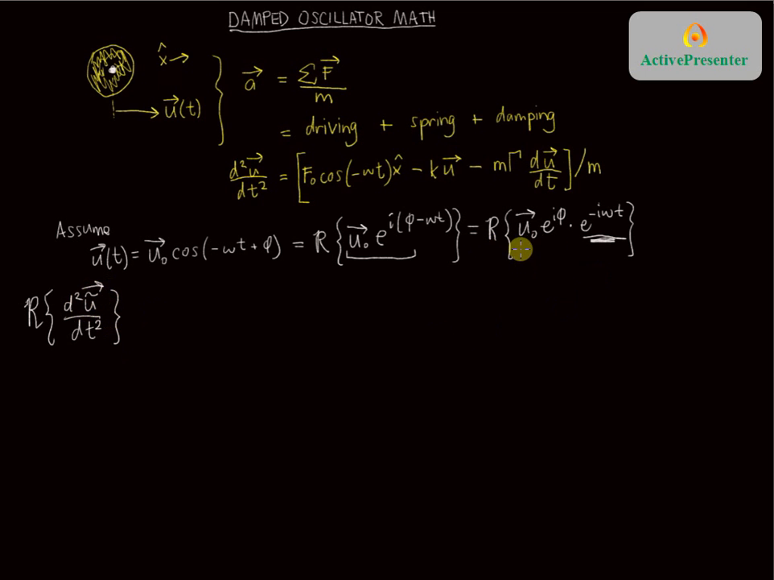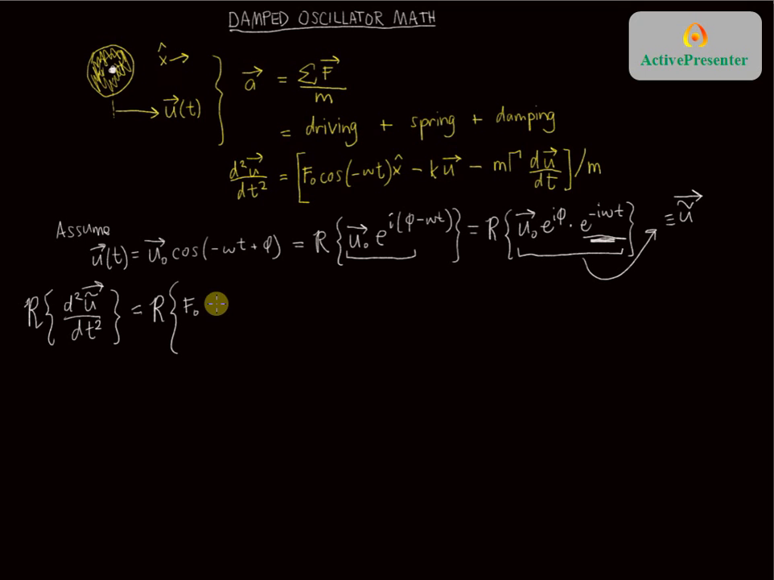So I will say that this whole expression inside the bracket defines what I'm going to call complex vector u tilde. You take the real of this quantity, and you get the actual displacement versus time. So now d squared u dt squared becomes the real of d squared u tilde dt squared. That equals the real of the right-hand side of the expression. So we just write that out.